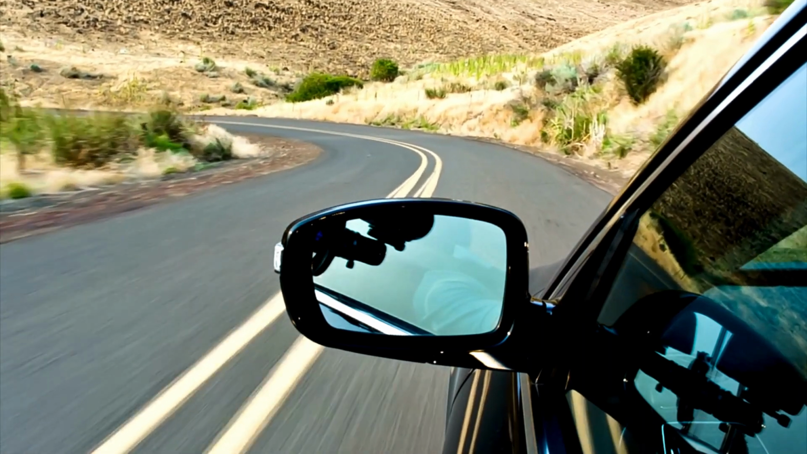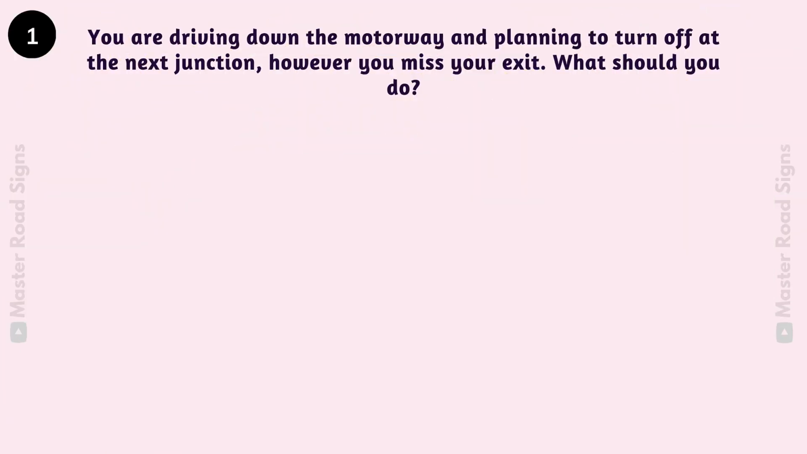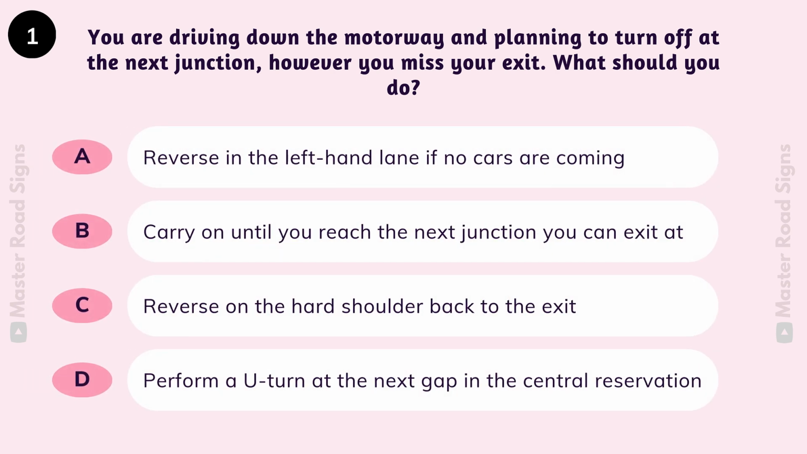Let's begin. Question 1. You are driving down the motorway and planning to turn off at the next junction. However, you miss your exit. What should you do? A. Reverse in the left-hand lane if no cars are coming. B. Carry on until you reach the next junction you can exit at. C. Reverse on the hard shoulder back to the exit. D. Perform a U-turn at the next gap in the central reservation. The answer is B. Carry on until you reach the next junction you can exit at.